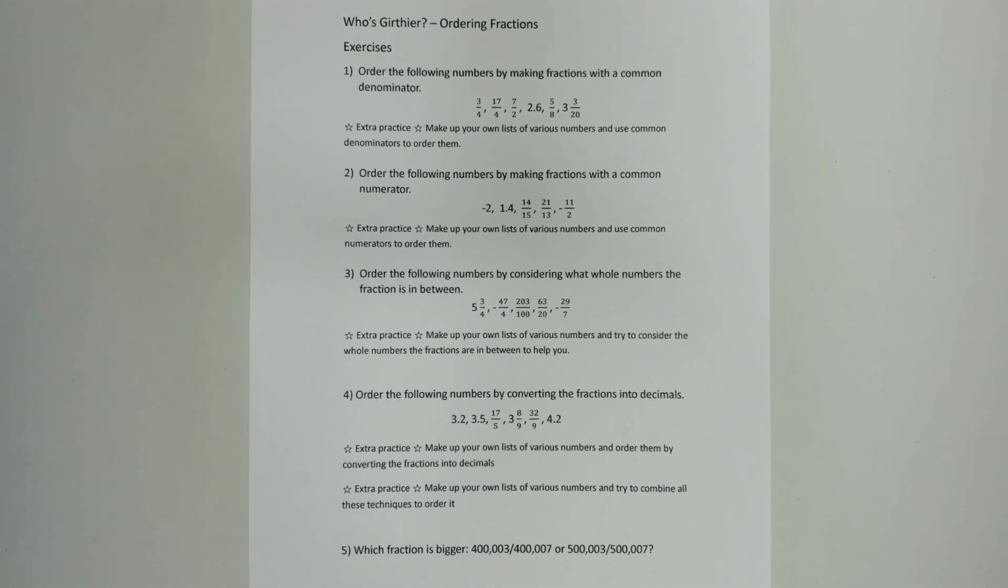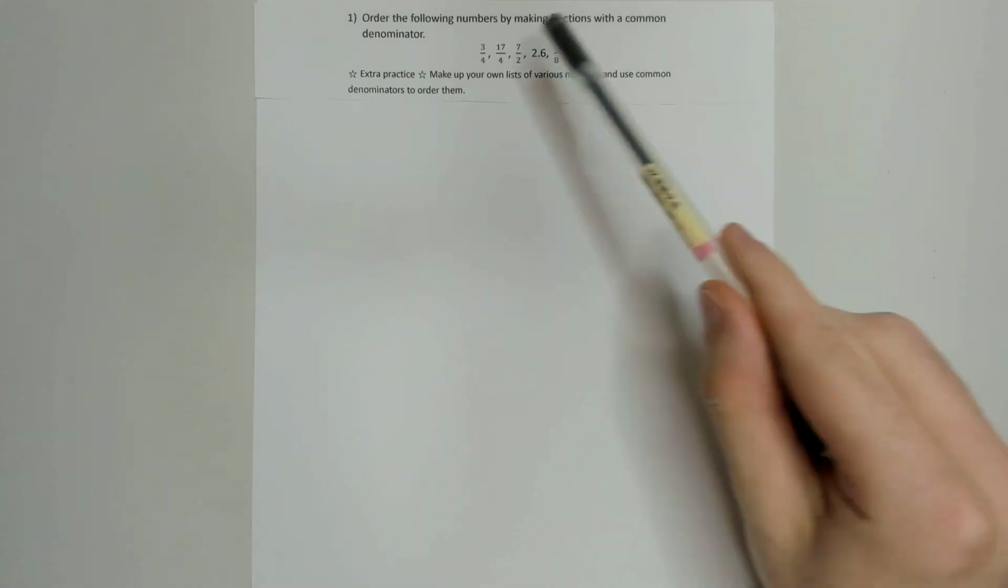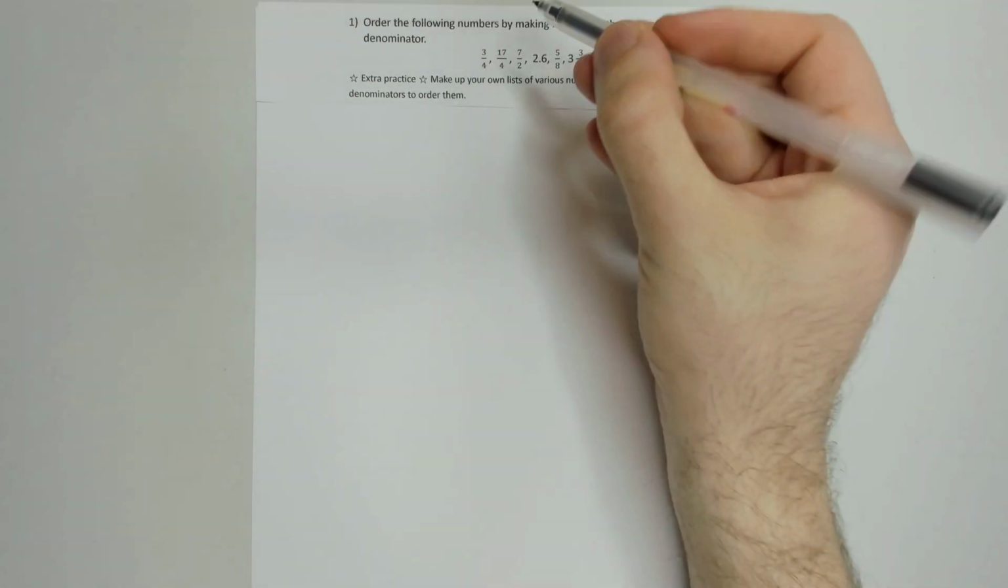Alright, let's proceed. The first step is to order the following numbers by making fractions with a common denominator. So we saw that by making fractions with a common denominator, basically we can just compare the numerators and go from there. We're going to put these all as equivalent fractions, expressing the same number but with a common denominator. So let's see what we're working with.